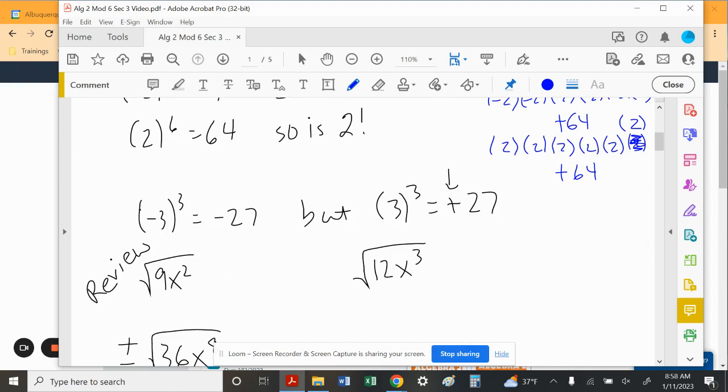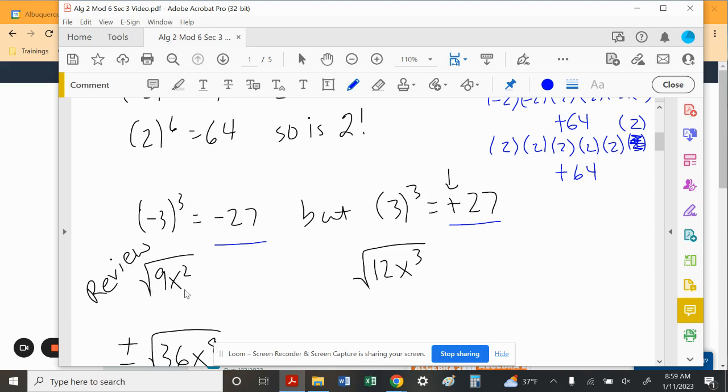However, when we look at negative 3 to the 3rd, that becomes negative 27, but 3 to the 3rd is positive 27, so they're different. So not every number has multiple roots. There could be multiple roots in some cases. There may not be multiple roots in other cases. It really just depends. So let's look at square roots.